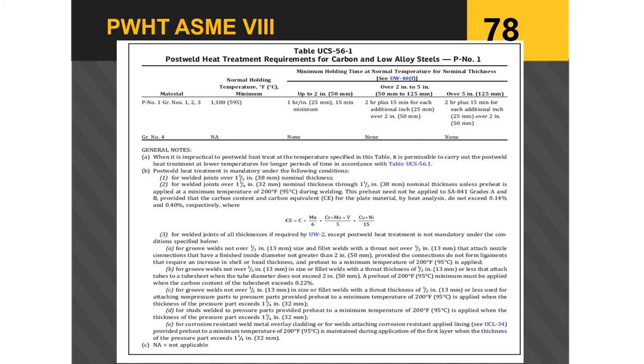15 minutes for each. It means the holding time is a maximum of 2 hours for the inches. But as you increase the thickness, for each 1 inch you increase 15 minutes only. Over 5 inch, 2 hours plus 15 minutes for each additional 1 inch. That's in ASME Section 8, it is easy to write your procedure for heat treatment.